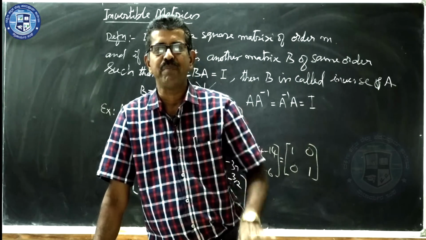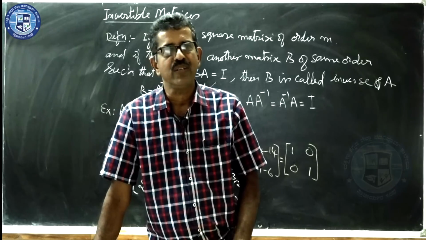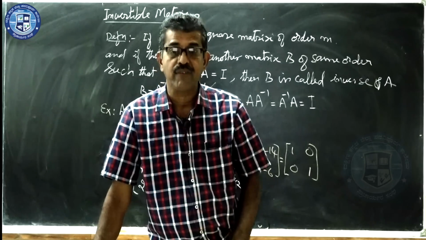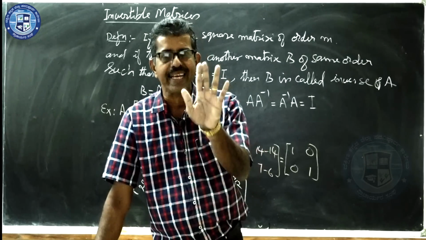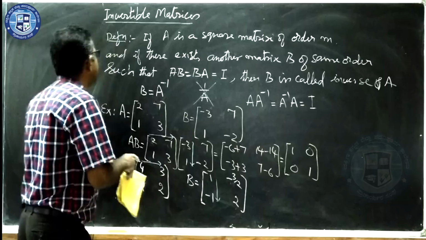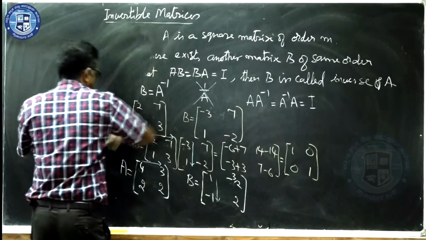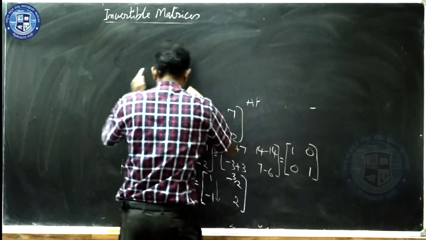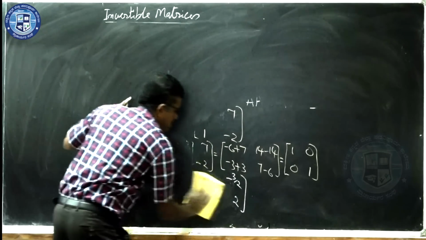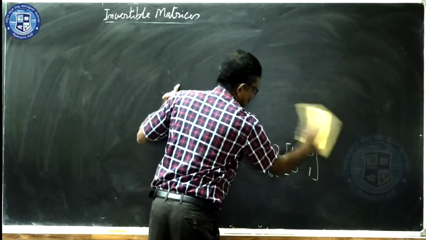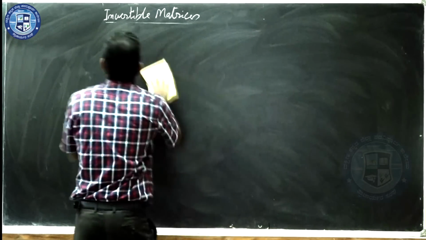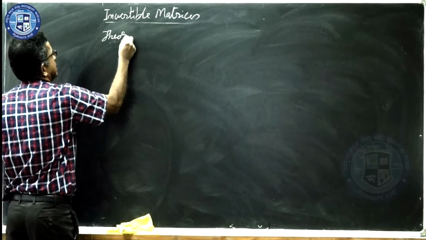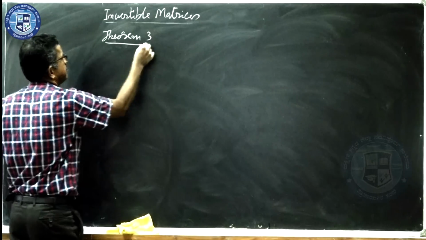The inverse of a square matrix, if it exists, is then unique. Okay, there is some controversy about the example I gave a little earlier. I will just explain how we can prove that particular theorem. It is Theorem 3 in the textbook.